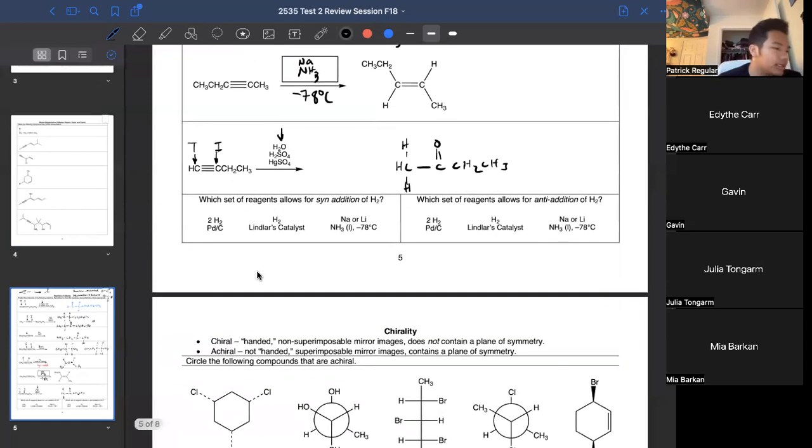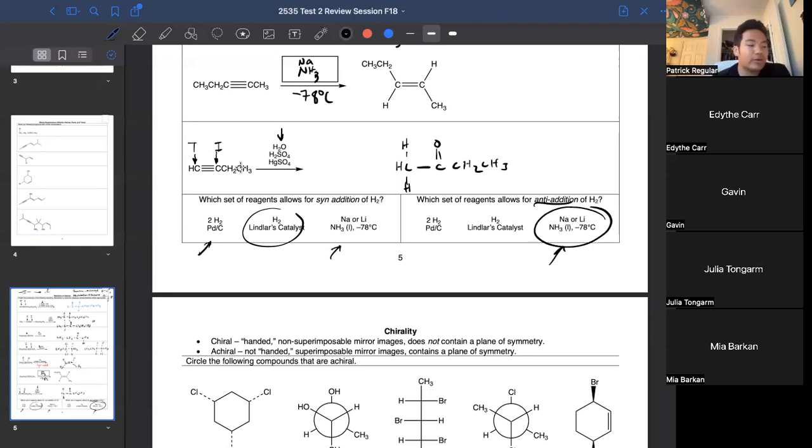Which set of reagents allows for a syn addition of H2? That would be this one. This is anti-addition, and this is complete addition. There's no syn or anti-addition because it just adds things twice, and when that happens, it turns everything into sigma bonds, so that doesn't really matter. For the anti-addition, we talked about this: sodium or lithium, ammonia, and really cold temperatures.